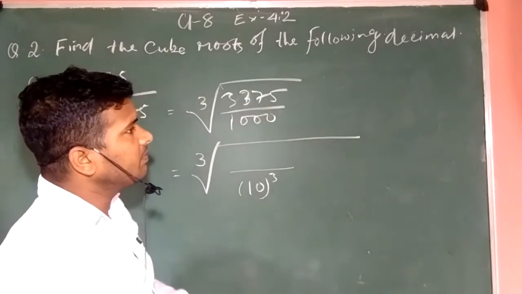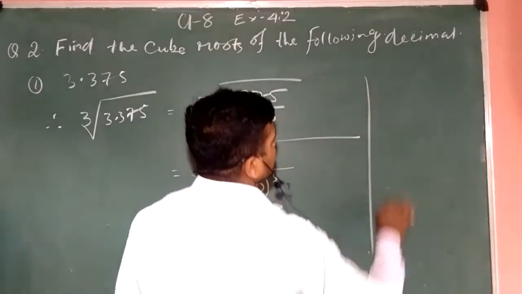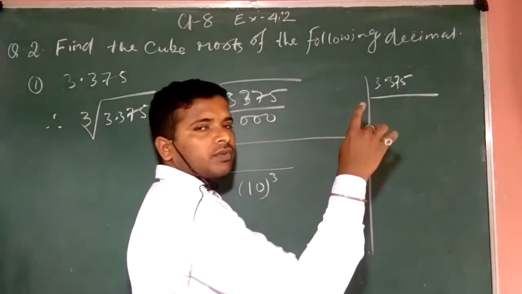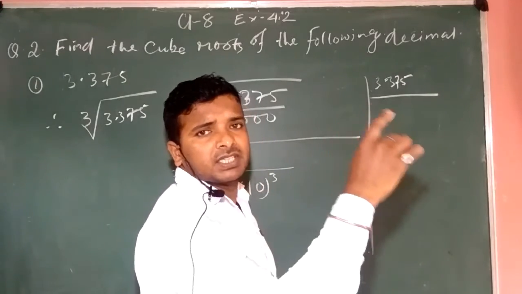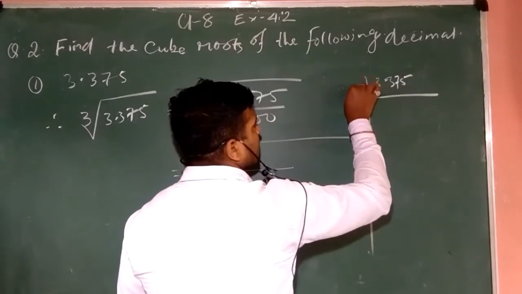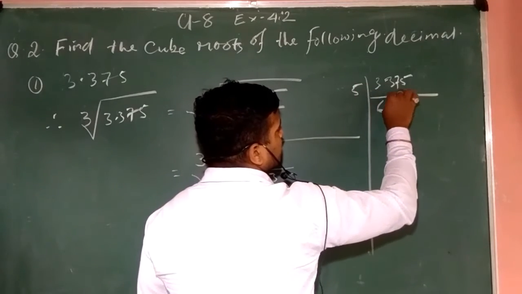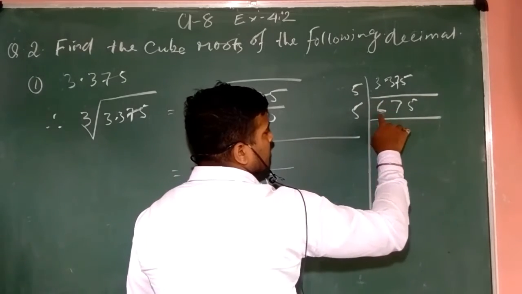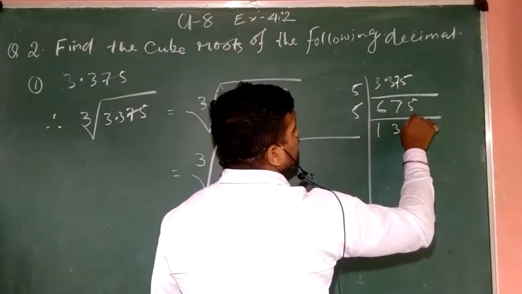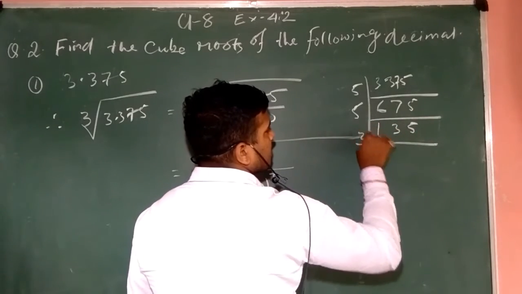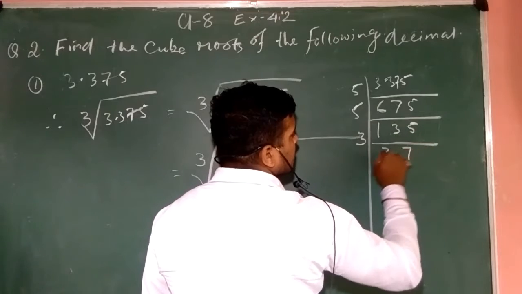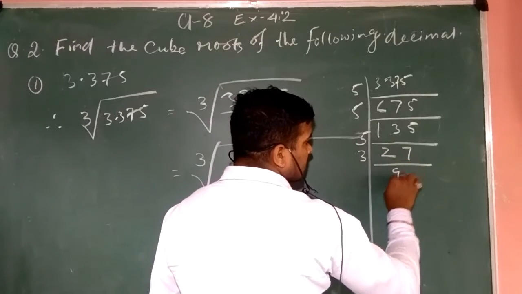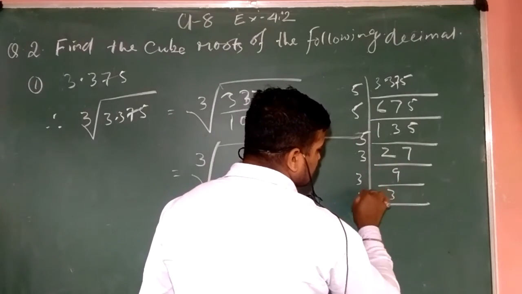And what about the 3375? This one we need to take out the LCM. Whenever you find the LCM, always look at the unit place. Unit place is 5, so we will divide by 5. 5 6s are 30, 37; 5 7s are 35; 5 5s are 25. Again 5 1s are 5, 17; 5 3s are 15; 5 5s are 25. Again 5 2s are 10 and 5 7s are 35. Again 3: 3 9s are 27, 3 3s are 9 and 3 1s are 3.